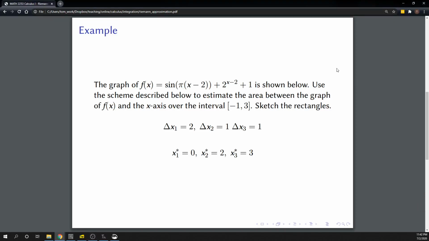In this video, we are going to work the following problem. It says the graph of f of x equals sine pi x minus 2 plus 2 to the x minus 2 plus 1 is shown below. Use the scheme described below to estimate the area between the graph of f of x and the x-axis over the interval from minus 1 to 3 and sketch the rectangles.